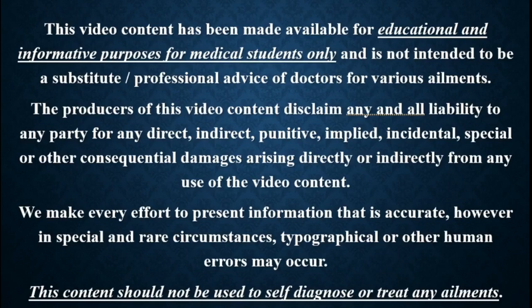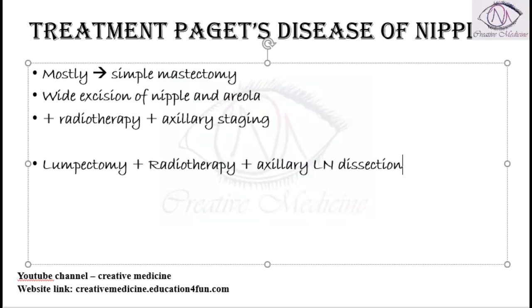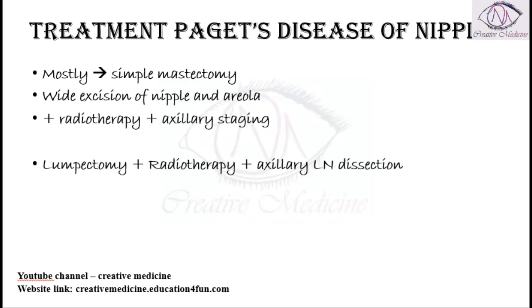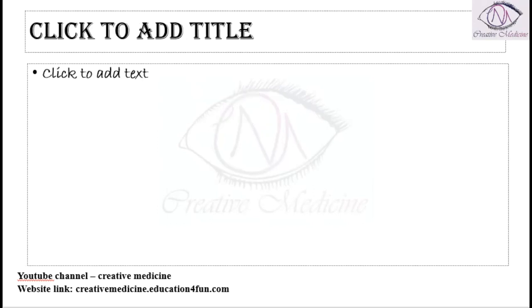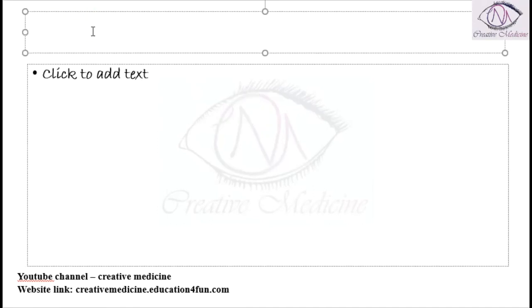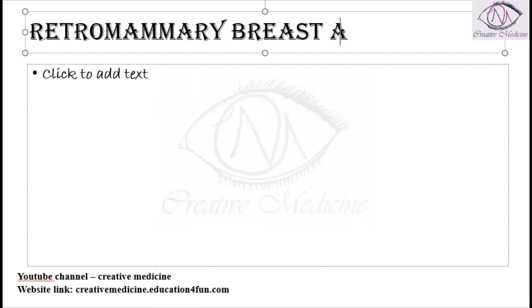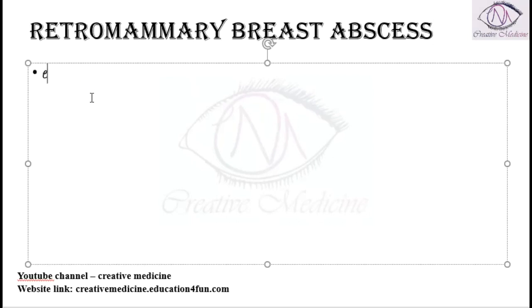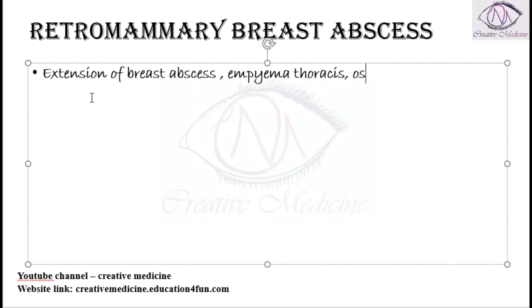In this lecture, we will learn about retromammary breast abscess. Retromammary breast abscess is actually an extension of breast abscess. It is an extension of empyema thoracis and also osteomyelitis of ribs.